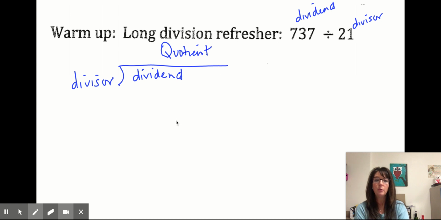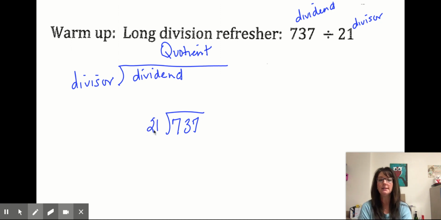Okay, so we could put the 737 under the division bar, the 21 on the outside, and we followed this algorithm. We basically try, 21 into 7, we can't do that, so we have to take the next place value and take 21 into 73. And trial and error, use a calculator, whatever you want to do. Then you have to come back and check it, and you go 3 times 1 is 3, and 3 times 2 is 6. Then we subtract. Is this ringing bells? You guys remember doing this?